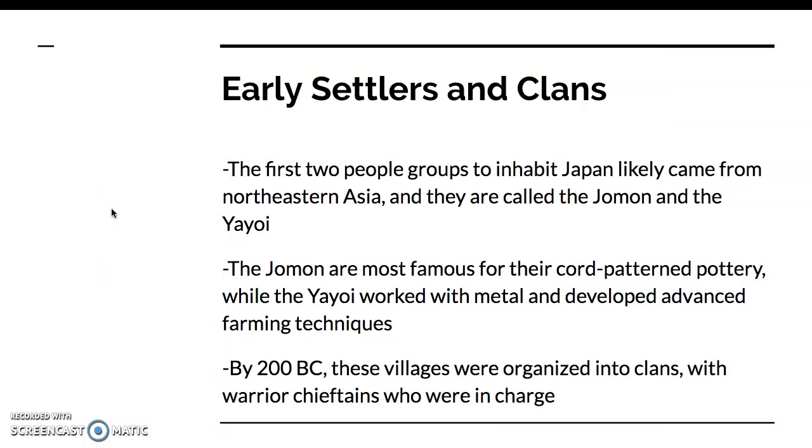Early settlers and clans. The first 2 people groups to inhabit Japan likely came from northeastern Asia and traveled across the ocean, and they are called the Jomon and the Yayoi. The Jomon are most famous for their cord patterned pottery, while the Yayoi work with metal and developed advanced farming techniques. By 200 BC, these villages were organized into clans with warrior chieftains who were in charge.